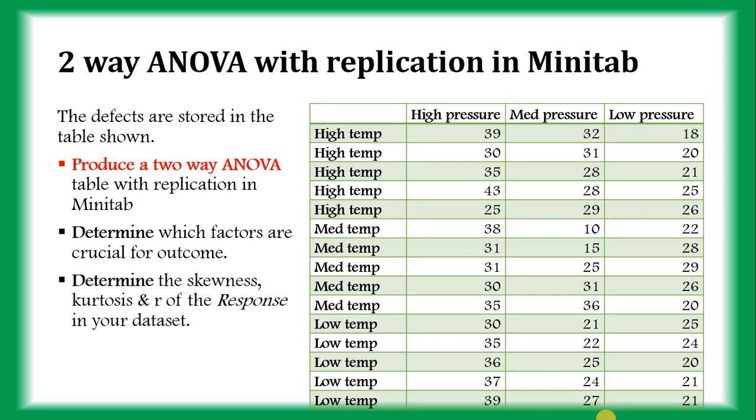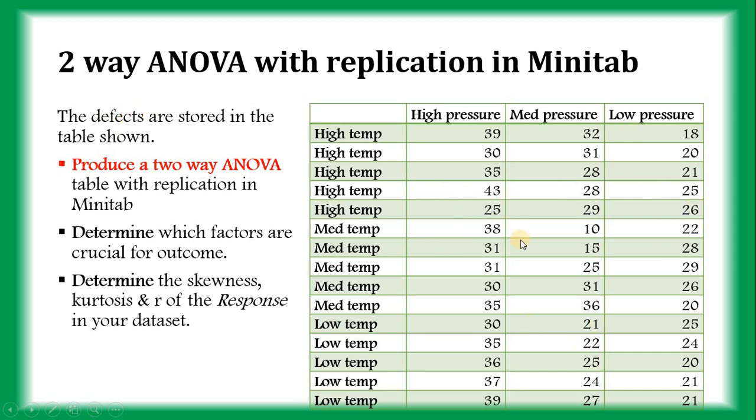And then, basically this should be performed first: determine the skewness, kurtosis, coefficient of determination, this type of descriptive statistics of the response variable. So in our case, the response variable is the defect. This defect is our response variable, which is stored here.